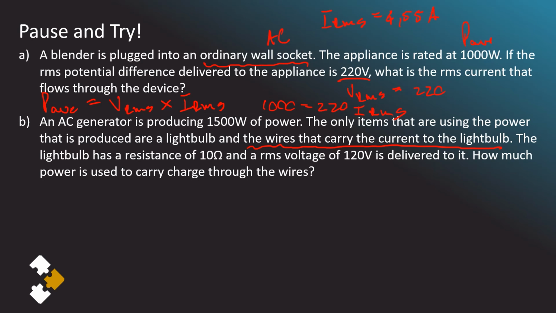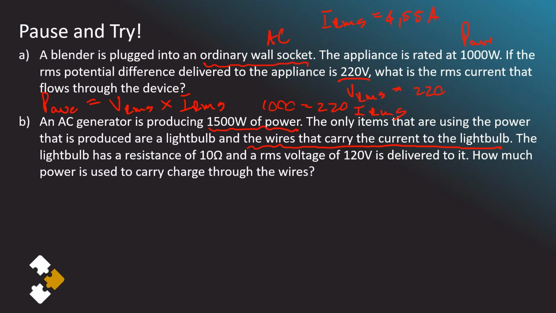All right, so here we do actually lose some energy by moving the current through the wires. So the light bulb has a resistance of 10 ohms and a root mean square voltage of 120 volts is delivered to it. How much power is used to carry charge through the wires? Okay, so the 1500 watts must be being used in two ways. Some of it is being used to light up the light bulb, and some of the power is being used to transfer current through the wires.